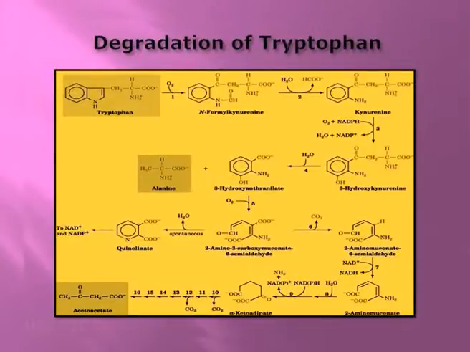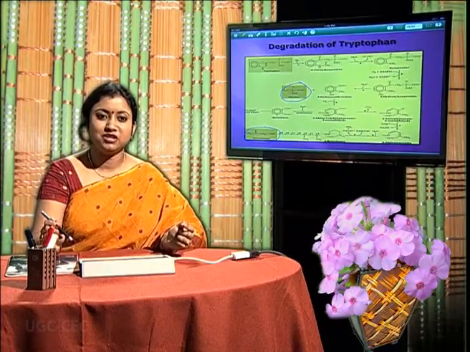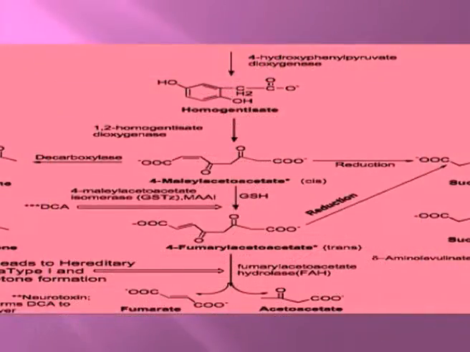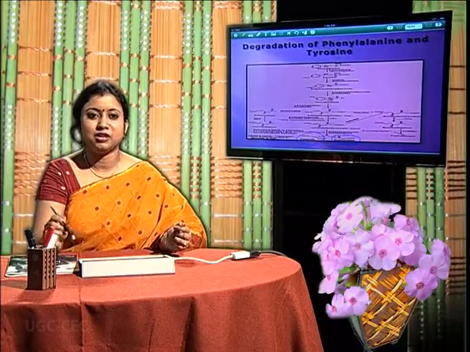Now as we can see in this particular slide, tryptophan is converted to alanine, which is a glucose precursor, and also to acetoacetate, which is a ketone body. So it generates both a glucose precursor and a ketone body, hence tryptophan is both a ketogenic and glucogenic amino acid. Similarly, phenylalanine and tyrosine are degraded to fumarate and acetoacetate. Fumarate is an important TCA cycle intermediate and also a glucose precursor, whereas acetoacetate is a ketone body. So these two amino acids are also both glucogenic and ketogenic amino acids.